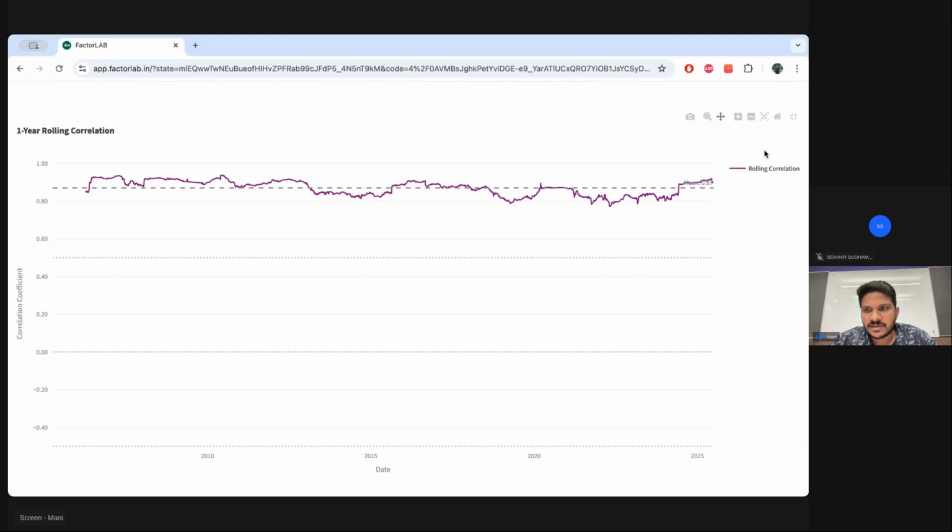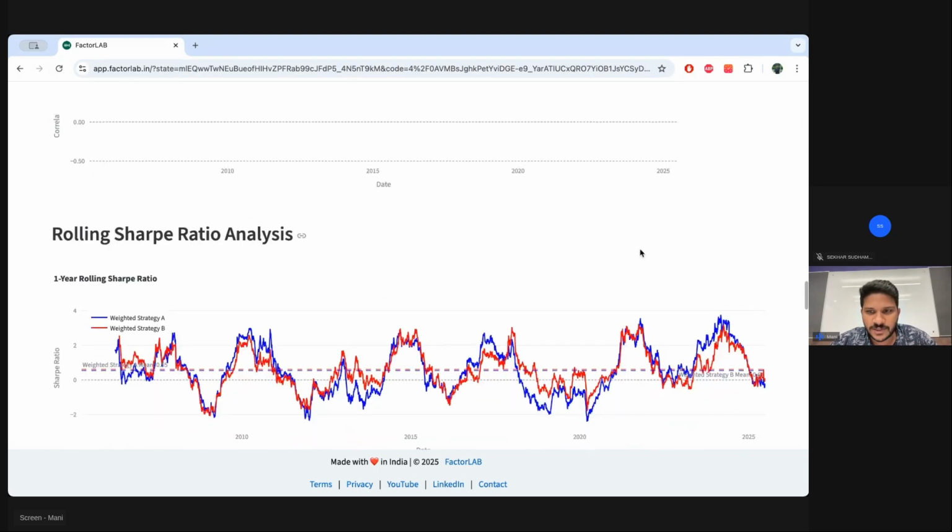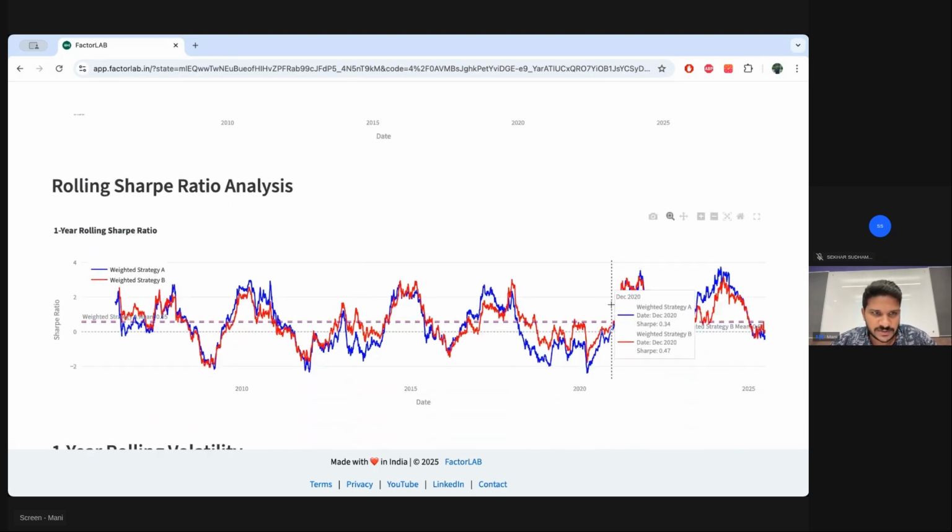You can also use full screen to look at the individual charts alone. So those are some of the options that you can use to further dive deep into this. You have the same options with other charts as well.